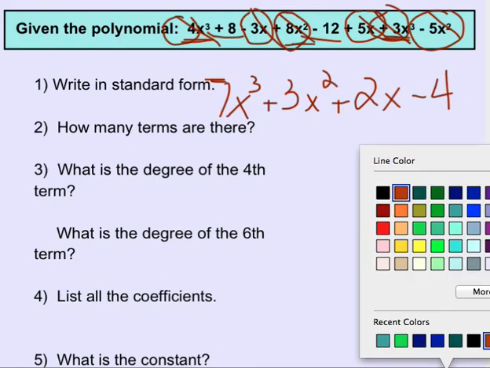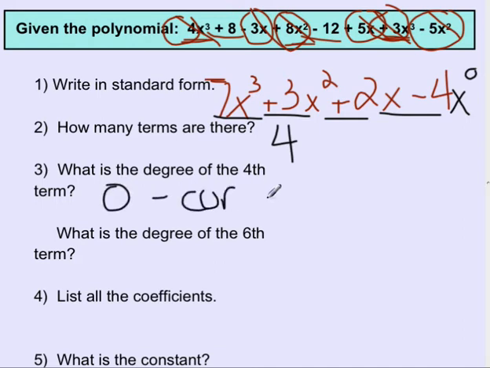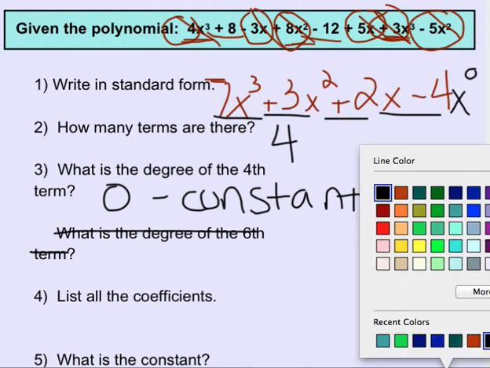So first it asks how many terms there are. So let's count. There's 1, 2, 3, 4. So there's 4 terms. Next, what is the degree of the fourth term? Well, if you notice, the last term, that fourth term, doesn't have an x with it. So that's the same as it being degree 0. So a constant has a degree of 0. That's something new. A constant has a degree of 0. And we're going to go ahead and skip this one because there is no sixth term once we put it into standard form.